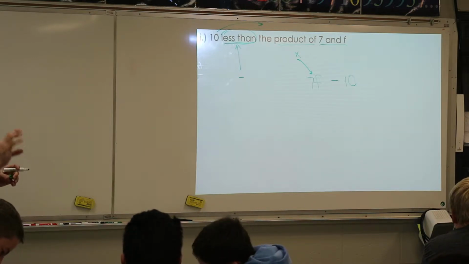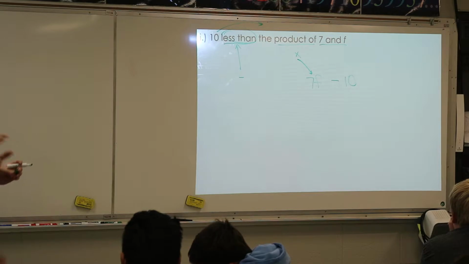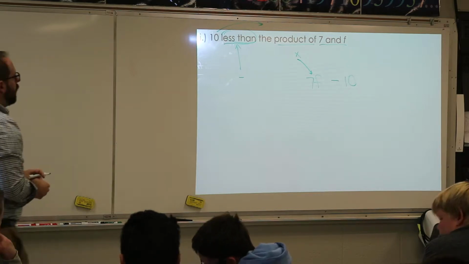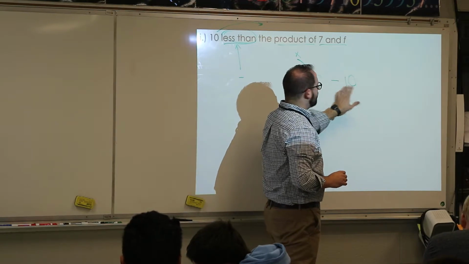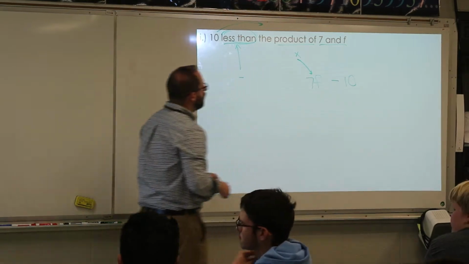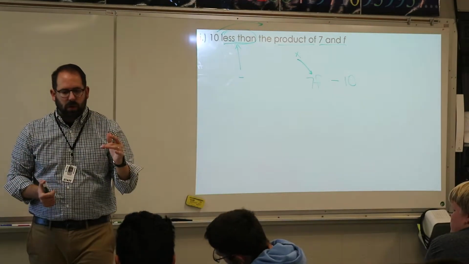When you have the word less than, it's one of the only few where you actually have to switch them around. So this is the correct way to write it. The product of these 2, and we're going to go 10 less than. Okay, questions on the first one?